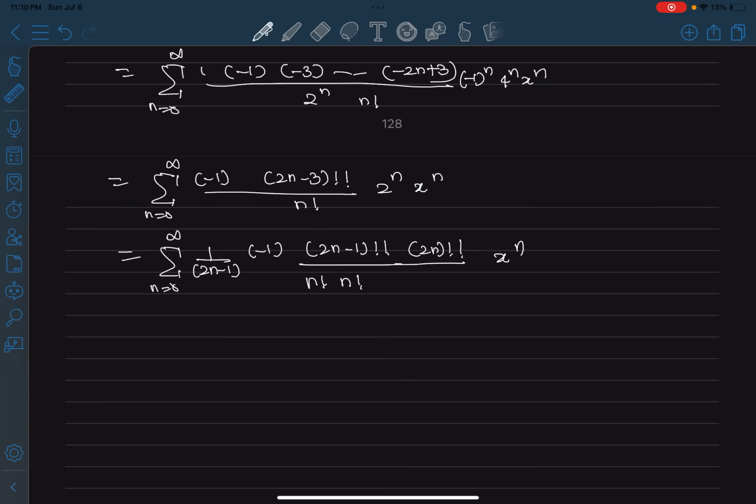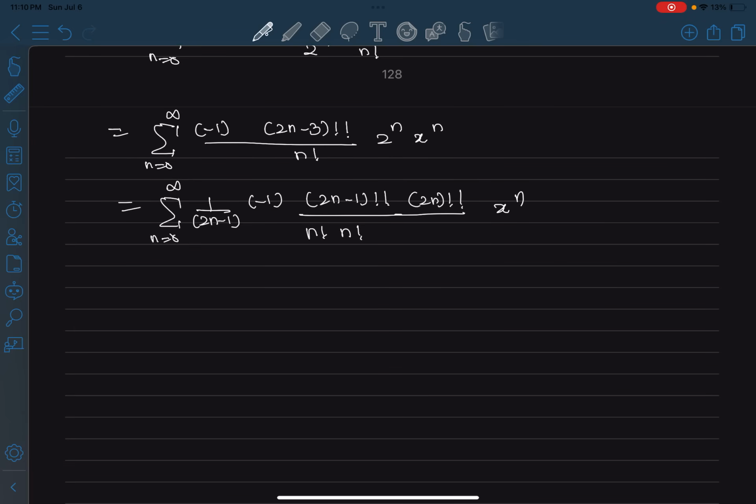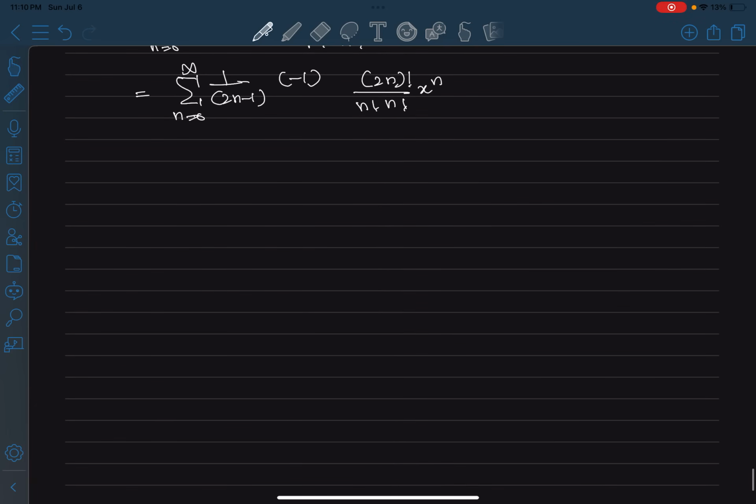So now this product, the product in the numerator, is just (2n) factorial, yeah? (2n-1), and then minus 1. This is now just (2n) factorial by n factorial x^n, right? And now that becomes the sum from n equals 0 to infinity of 1/(2n-1), and then minus 1, times (2n choose n) x^n, right? Okay, so we have finally found a bit neater expression for the square root of 1 minus 4x, right?